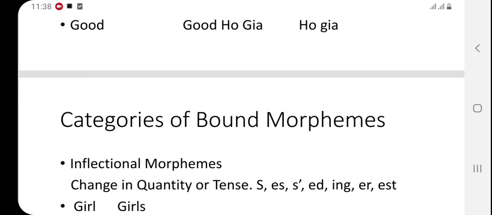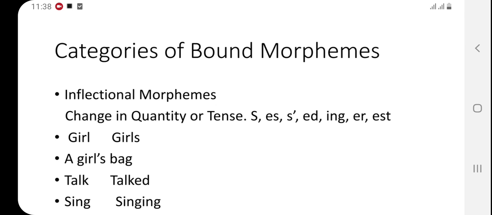Let's talk about the categories of bound morphemes. In bound morphemes, we have inflectional morphemes and derivational morphemes. So, inflectionals are the ones where, when we add s to a noun, it becomes plural. From cat, it becomes cats. From girl, it becomes girls. So, s is actually an inflectional morpheme because the quantity is changed. So, a change in quantity or tense, like cat, one cat, and cats, more than one cat. So addition of only one alphabet s, one bound morpheme s, has changed the quantity of the product.